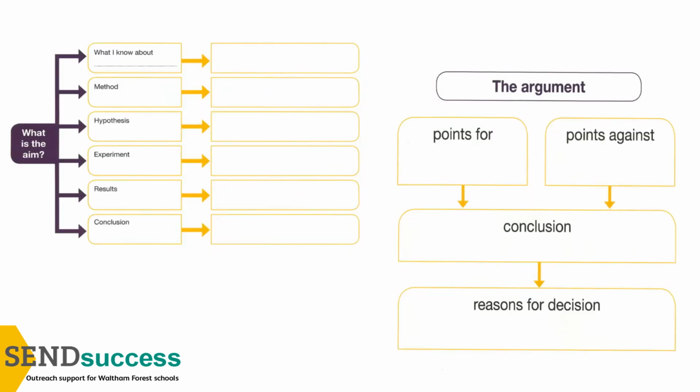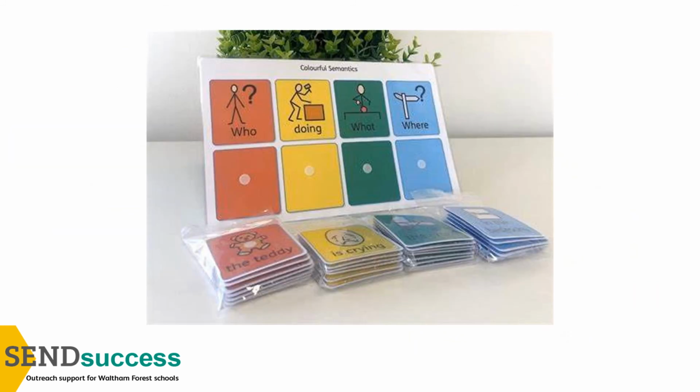Here are some examples, again for some of your older learners, where potentially quite complex abstract ideas are broken down and presented visually. And here we can see some colourful semantics. If you're not already using colourful semantics, it's a really, really helpful way of helping a child to structure sentences and understand WH questions, for example.